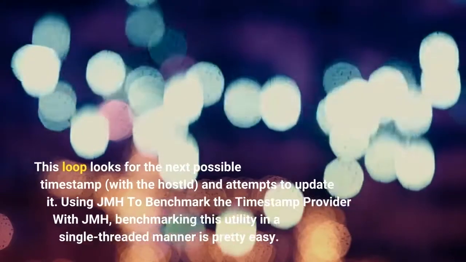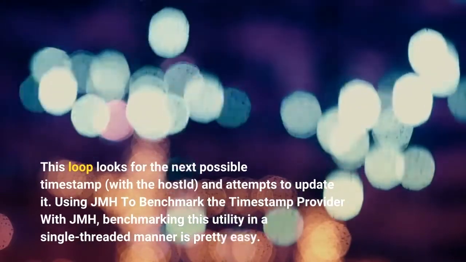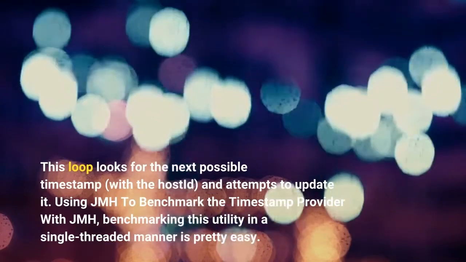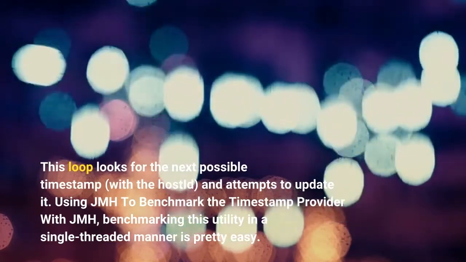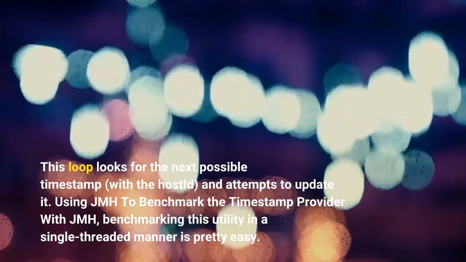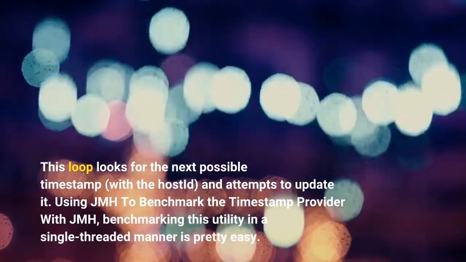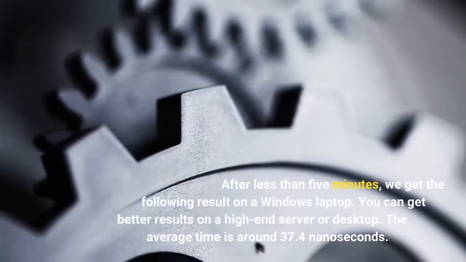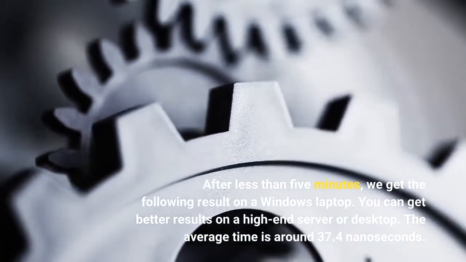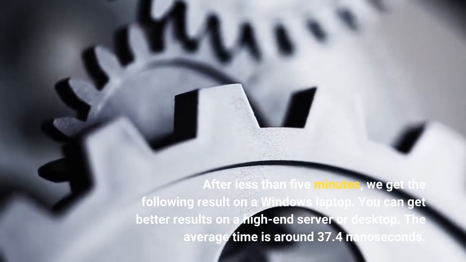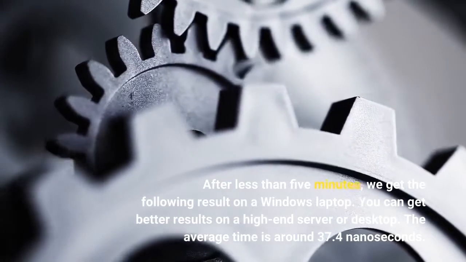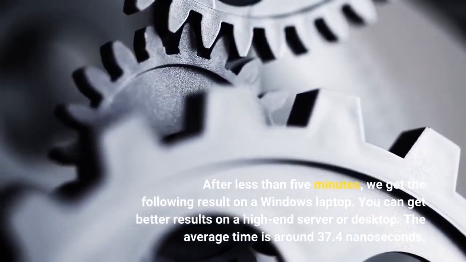This loop looks for the next possible timestamp, with the host ID, and attempts to update it. Using JMH to benchmark the timestamp provider. Benchmarking this utility in a single-threaded manner is pretty easy. After less than 5 minutes, we get the following result on a Windows laptop. You can get better results on a high-end server or desktop. The average time is around 37.4 nanoseconds.